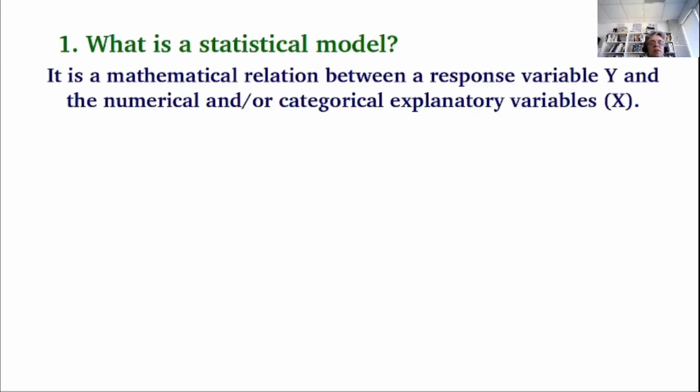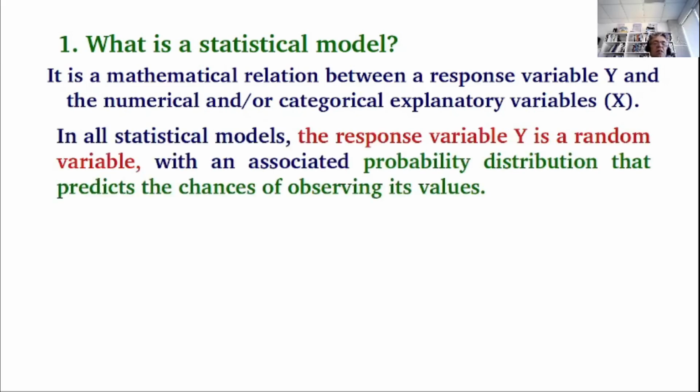So a statistical model is a mathematical relationship between a response variable y and numerical and/or categorical explanatory variables denoted as x. In all statistical models, the response variable is a random variable, which means that it has an associated probability distribution that predicts the chances of observing all its possible values.